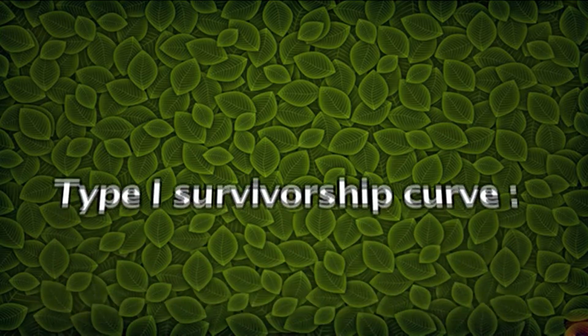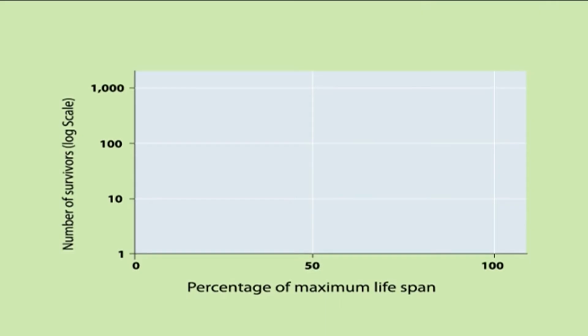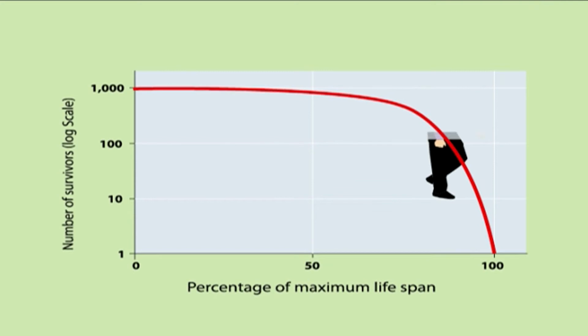Now, let us discuss the 3 basic semi-log plot survivorship curves with specific examples. Type 1 survivorship curve, that is having initial low mortality. Type 1 survivorship curves are characterized by high survival in early and middle life, followed by a rapid decline in survivorship in later life.